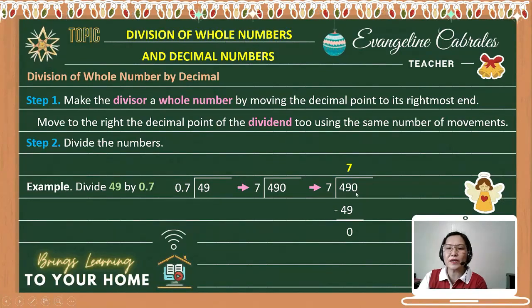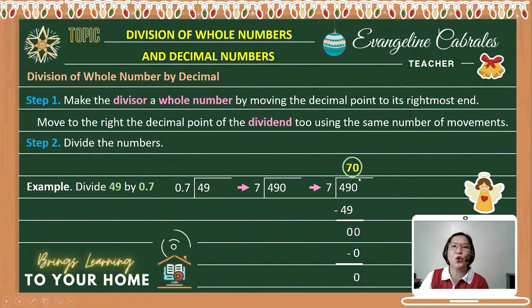May natitira pang 0 dito sa dividend. Anong gagawin dyan? You are going to bring it down. Ayun. And then, i-divide ulit. 0 divided by 7 is 0. And 0 times 7 is 0 also. So, 0 minus 0 is 0. And the quotient is 70. Quotient ang tawag sa sagot sa division.